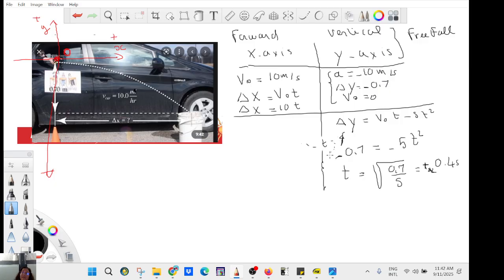I don't know if you know quantum physics. Tunneling effect. No, I'm just kidding. You can use the same time.